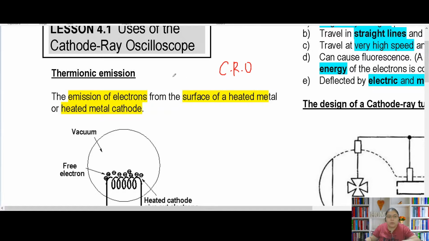The first step is thermionic emission. Thermionic emission is one of the processes. Let's see what it is about. Thermionic emission is the emission of electrons. That means the electrons will come out from the surface of a heated metal. That means you need to heat the metal, so we can say a heated metal cathode.